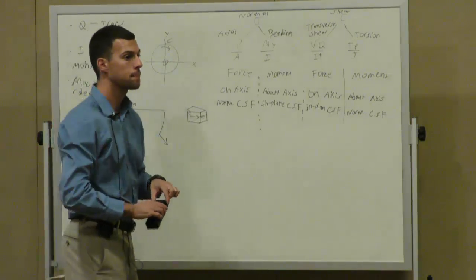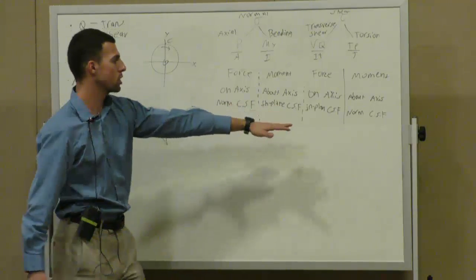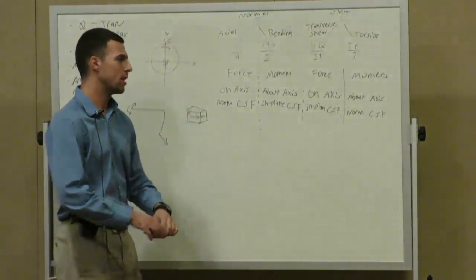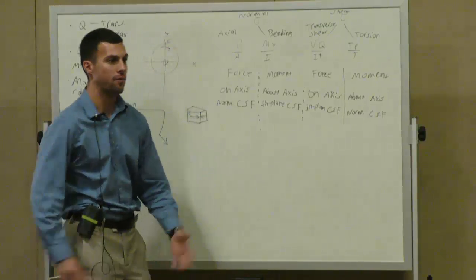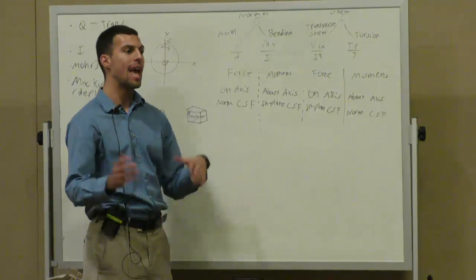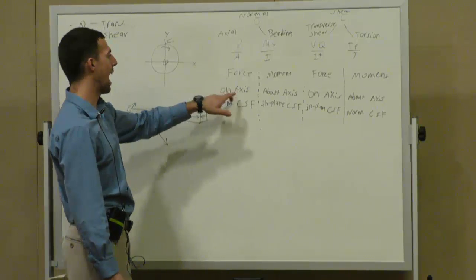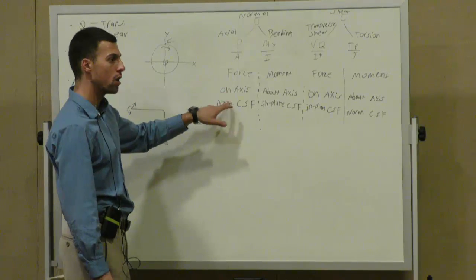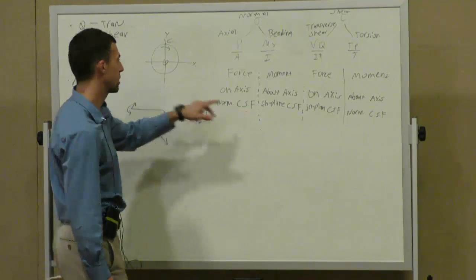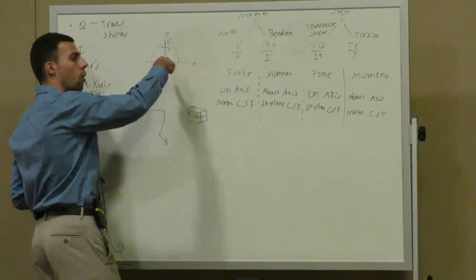Yes? Can you go over that bottom portion again? Right, so this bottom portion just describes how a load condition is made up of a type of load, so either a force or a moment, and where it is applied. So a force that is on an axis that is normal to the cross-sectional face, right? So if this is our cross-section, here's the normal axis.